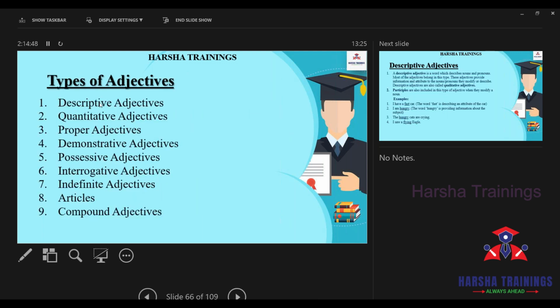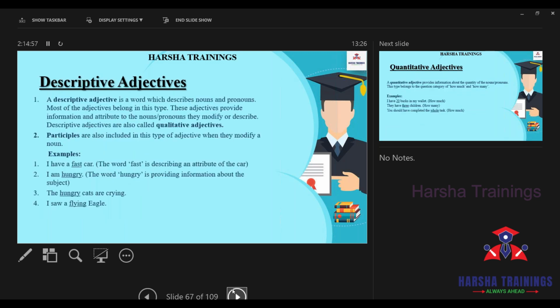Now, types. We have many types: descriptive, quantitative, proper, demonstrative, possessive, interrogative, indefinite, articles, and compound adjectives. We'll just see in short what these are, because we're running out of time. It's already 1:26, right? What are descriptive adjectives? It's a word which describes nouns and pronouns. Most adjectives belong to this group. That is, it is giving the description of the noun. So descriptive adjectives are also called qualitative. It is giving the quality of the noun.